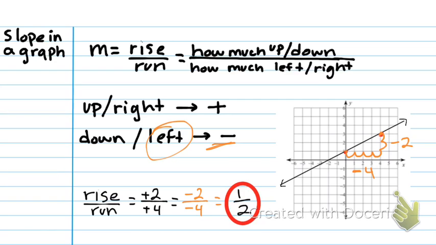And if we try to use that slope, we can see that we go up 1 over 2, up 1 over 2, up 1 over 2, up 1 over 2, up 1 over 2. It's the same pattern all throughout.